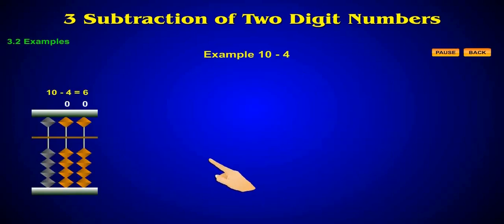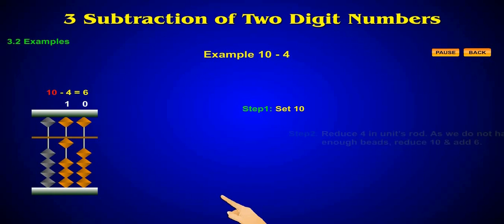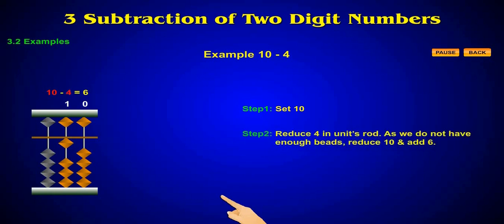Example: 10 minus 4. Step 1. Set 10. Step 2. Reduce 4 in units rod. As we do not have enough beads, reduce 10 and add 6. Step 3. Count the beads.